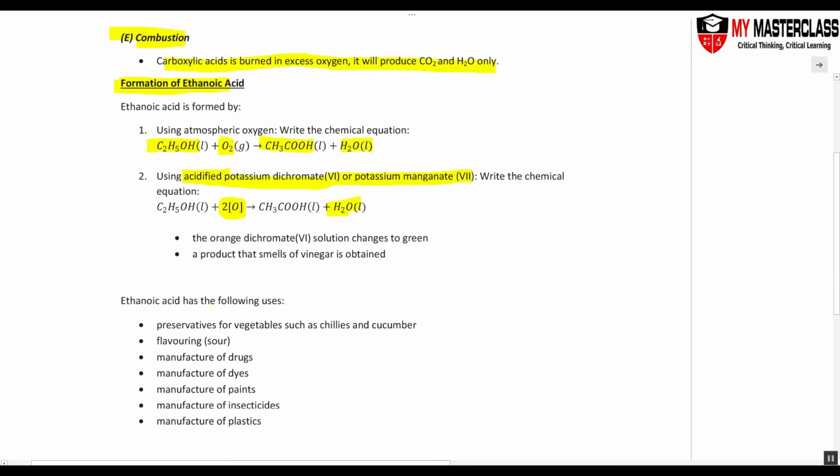Ethanoic acid has the following uses. It's used to preserve vegetables, cucumbers, etc. This is a sour flavoring. It's used to make drugs, dyes, paints, insecticide, plastics. Basically, this is to tell you there are a lot of uses for ethanoic acid. That's why we are studying it.